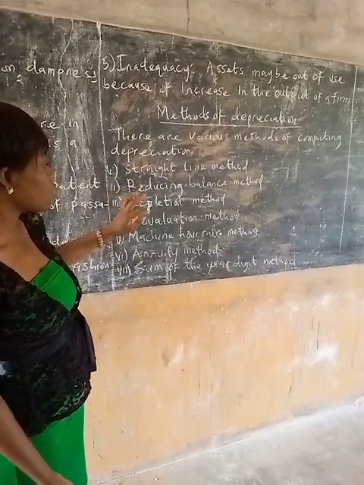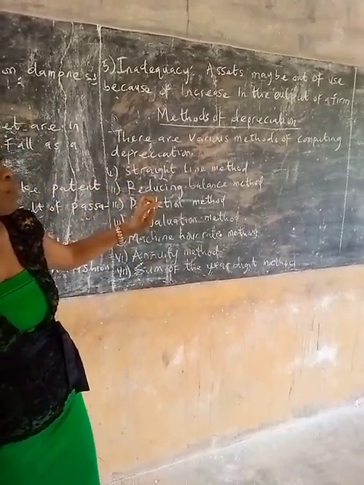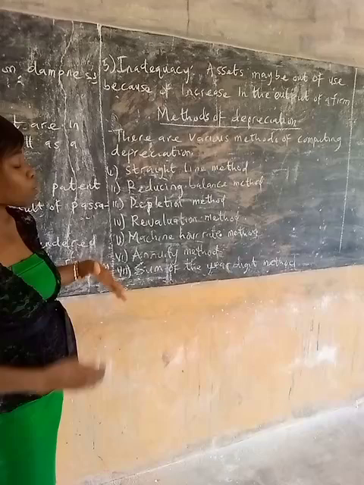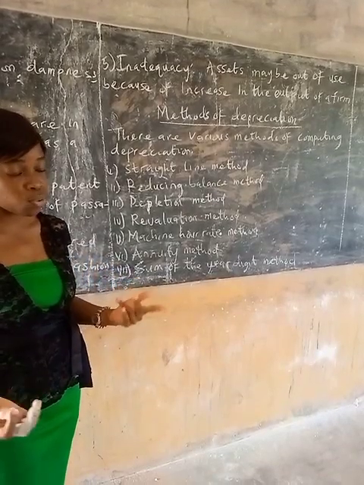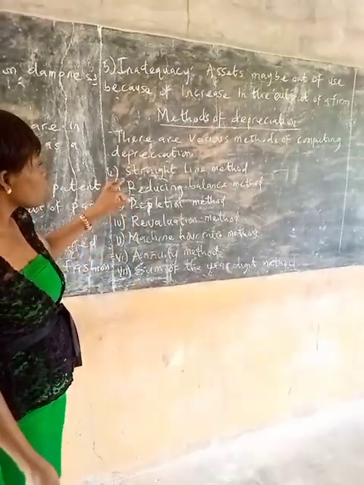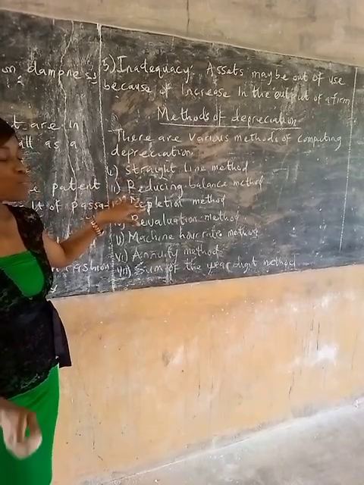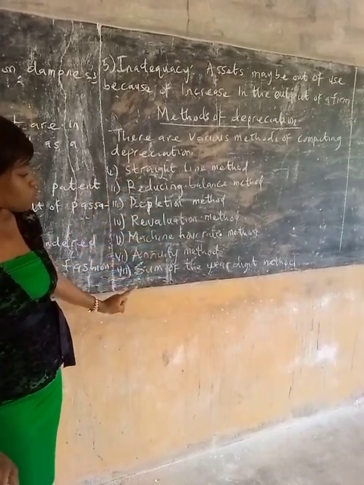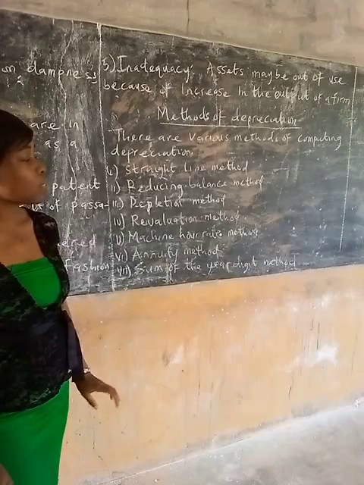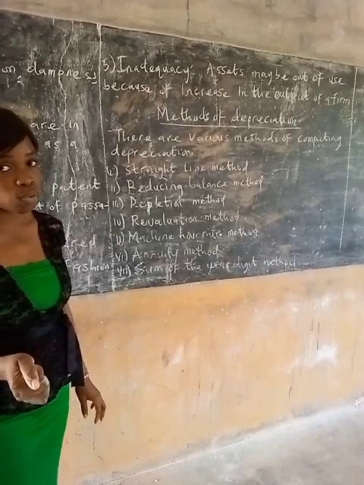But for the sake of this class, we are going to be looking at 3 methods, which are the most commonly used in calculating depreciation. We are going to be looking at the straight line method, the reducing balance method, and the sum of the year digits method.